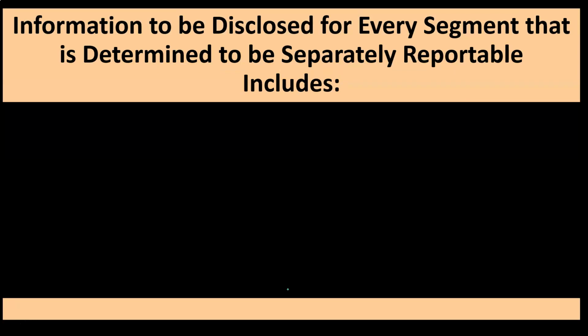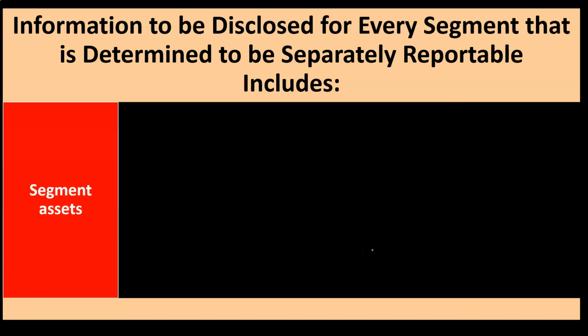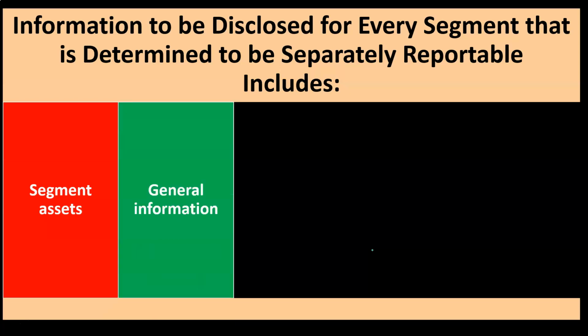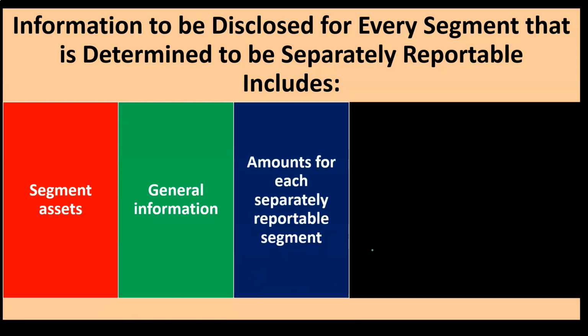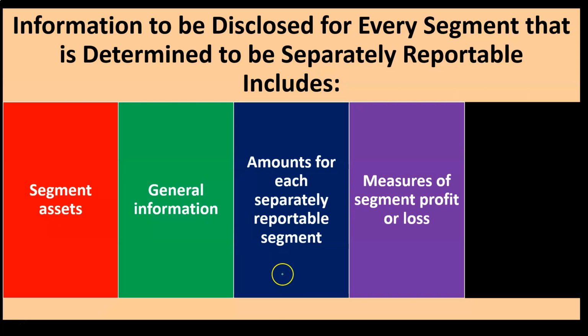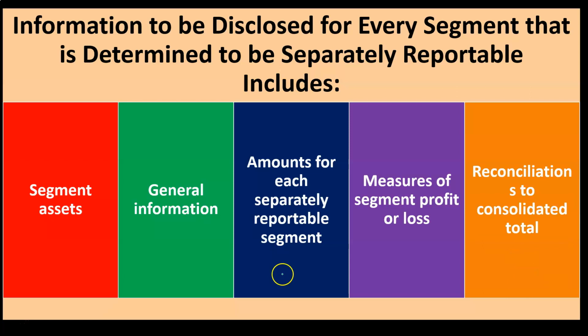Information to be disclosed for every segment that is determined to be separately reportable includes the following. So we've determined that they should be separately reportable. Now, what information do we need? We have the segment assets, we have the general information, we have amounts for each separately reportable segment, and measurements of segment profit or loss, and the reconciliations to the consolidated total.